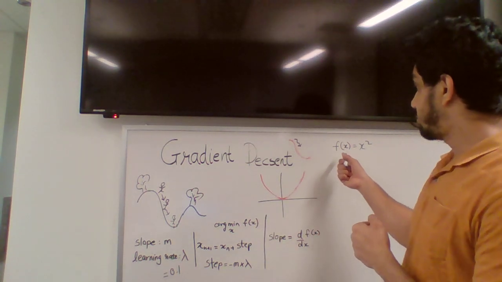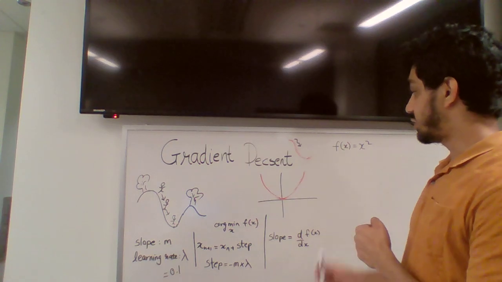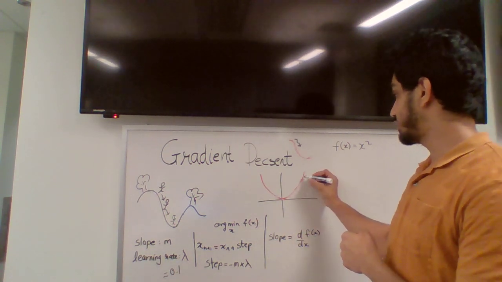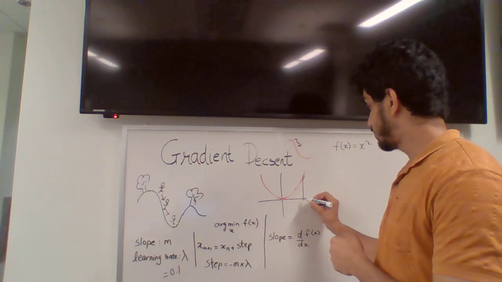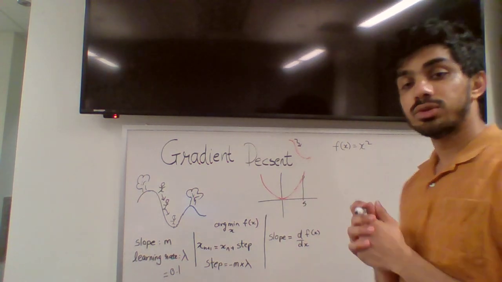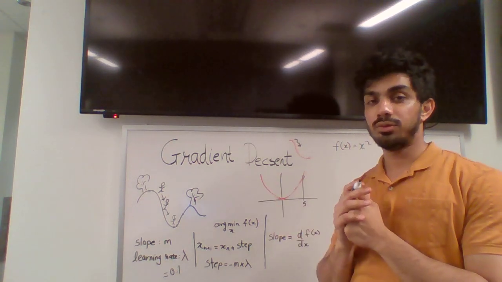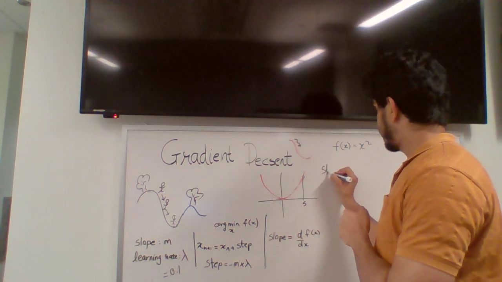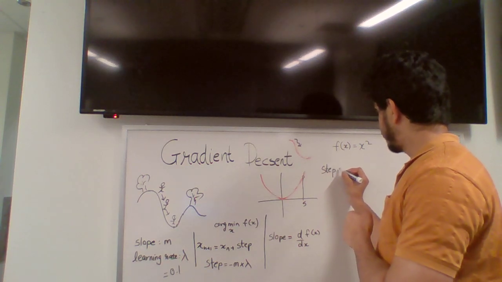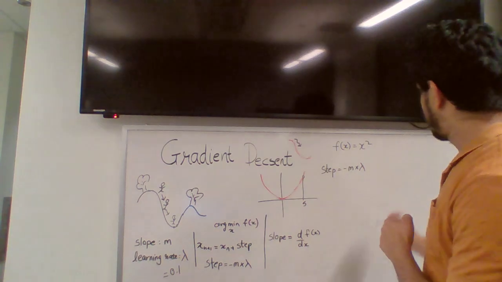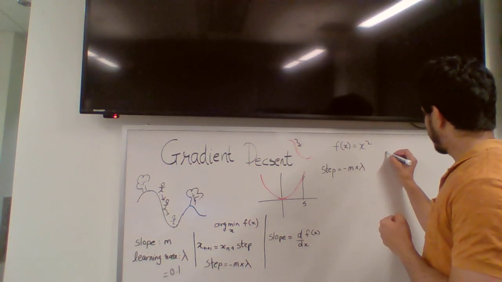Let's take a simple example of f of x is equal to x square. So our function will look something like this. And suppose we start at x equal to 5, which is this point, and we have to now find what step we have to take in what direction. So, as we have seen, step is minus of slope into learning rate. Let's find what slope is.